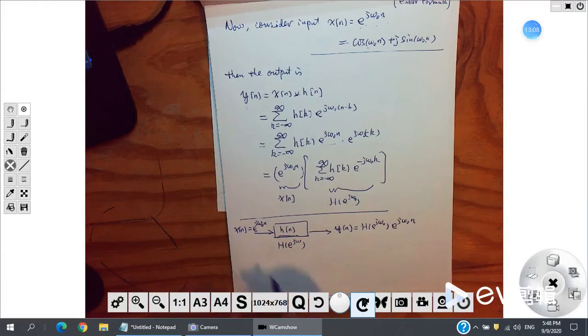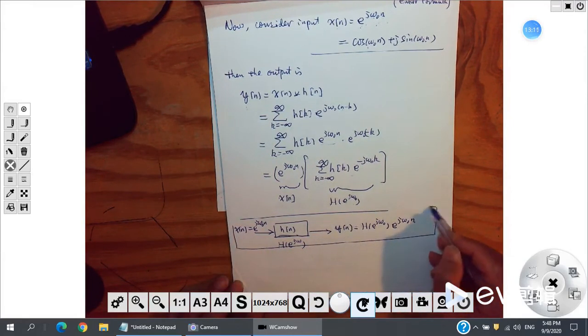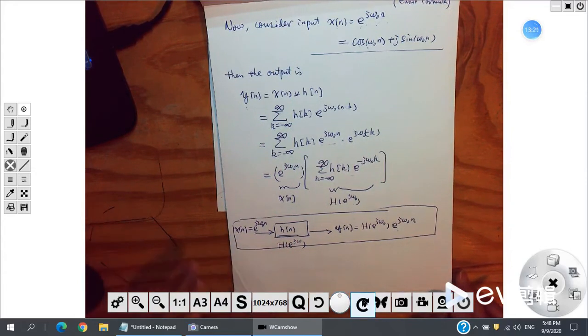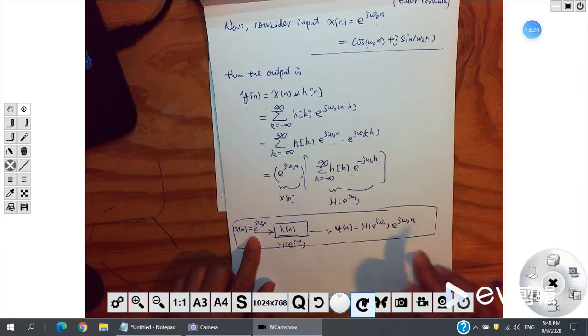This is a very nice property. If the input side is a sinusoid, a wave, the output side is still the same wave with the same frequency. There is some change in the front, in the amplitude, and it also contains something with phase. So the system changes the phase and amplitude, but keeps the same frequency.